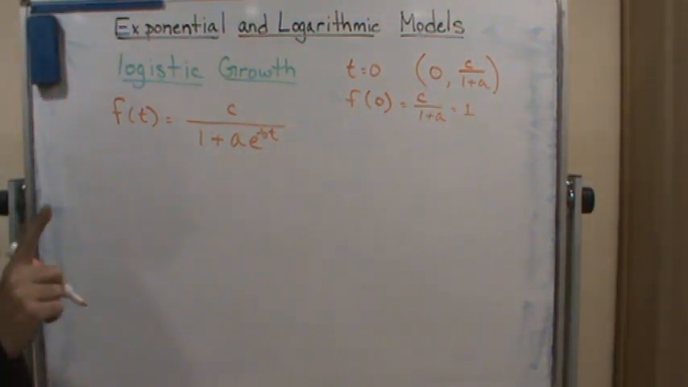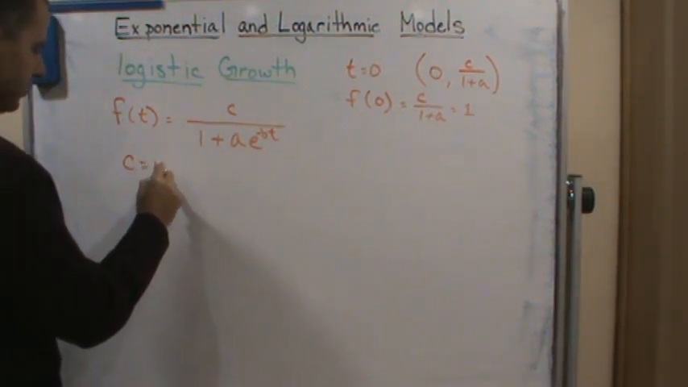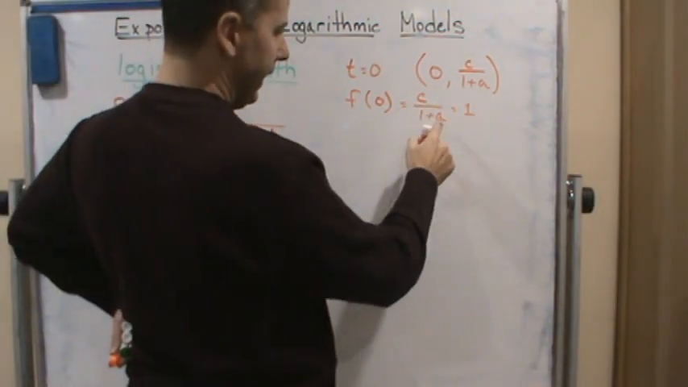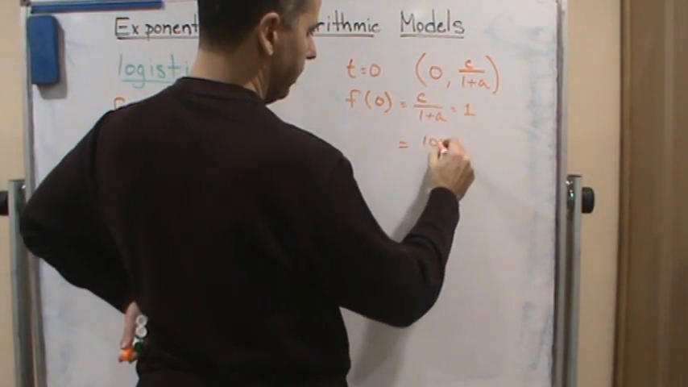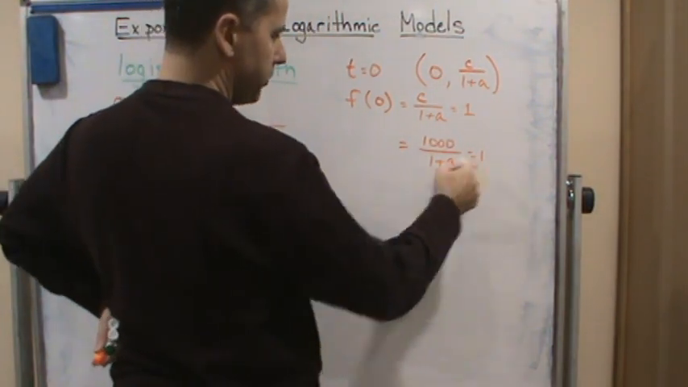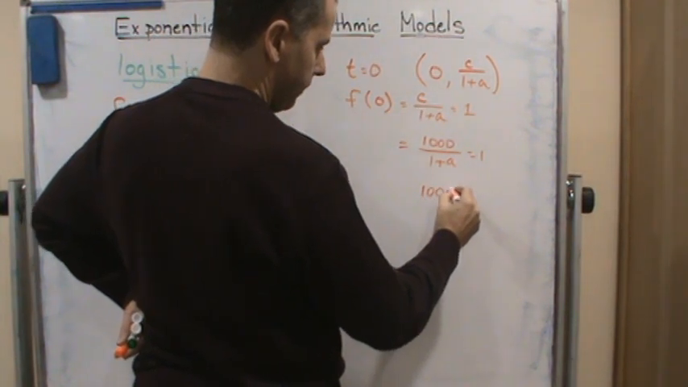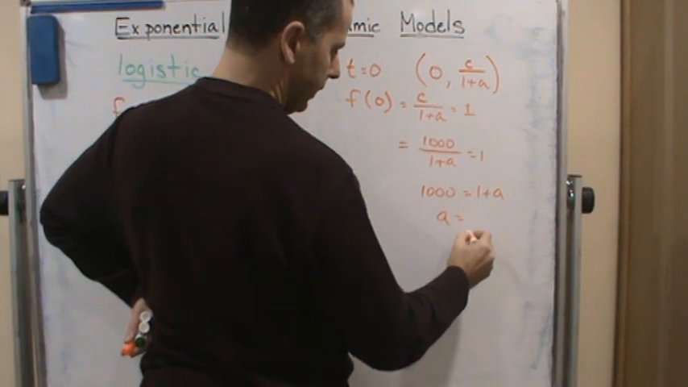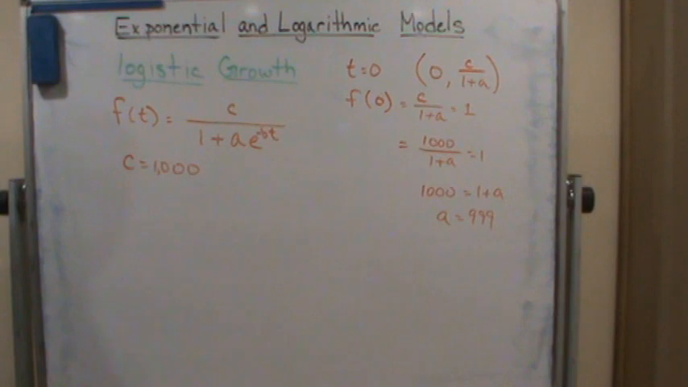Now c is the carrying capacity. So we know c is equal to 1,000, right? That's the maximum number of people in the community. So we need to find a. In this case, it's going to be 1,000 over 1 plus a equals 1. And so I'm going to multiply both sides by 1 plus a. So I'm going to get 1,000 equals 1 plus a, which means a is going to equal 999. Okay, so there's a. Well, that's good.